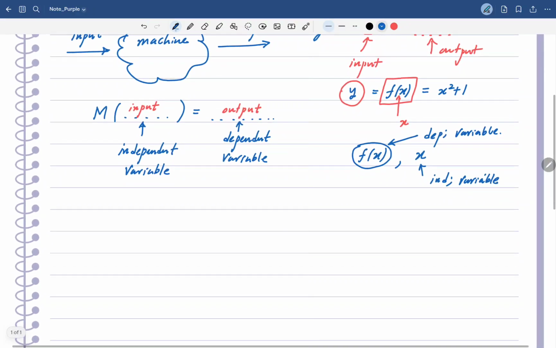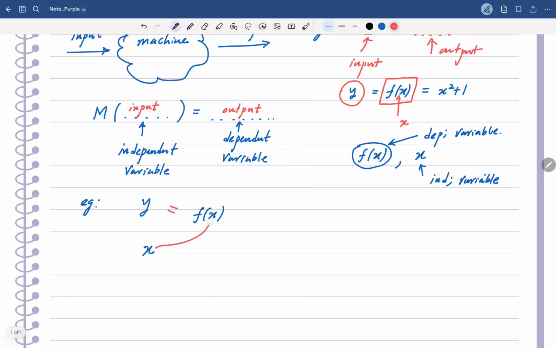Now, if you get this combination, for example, y, f(x), x, what do you think? This y is equal to f(x). X is inside here, right? So y and f(x) both are dependent variables. They are the same. X is the independent variable.